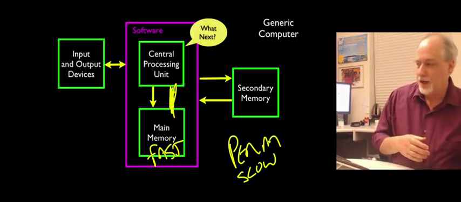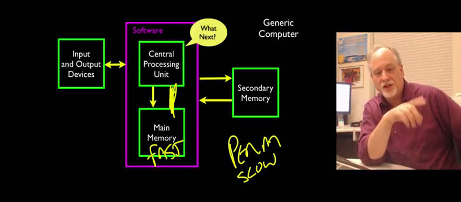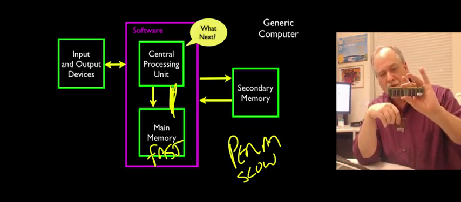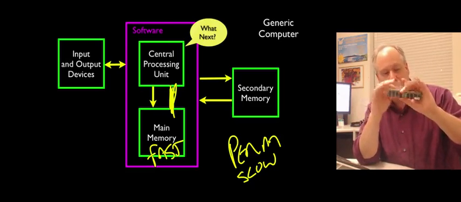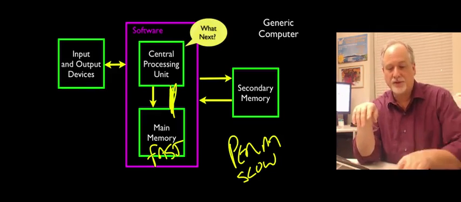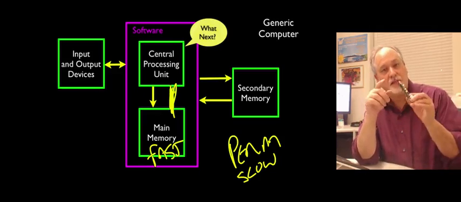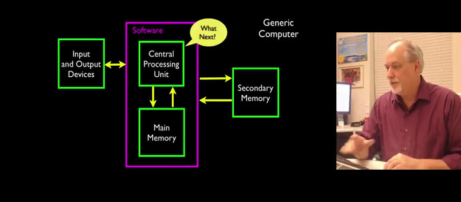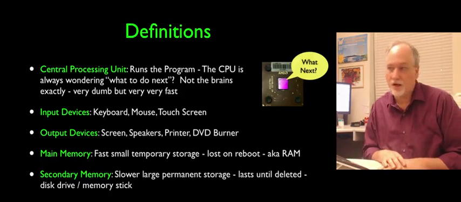So, there we go. Central processing unit, brains of the operation. Main memory, fast, but goes away when we power off. Input-output devices, keyboards, etc. And then storage that maintains its data across power cycles. Okay, and I just said all that.